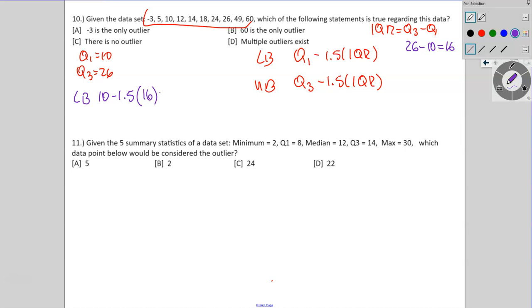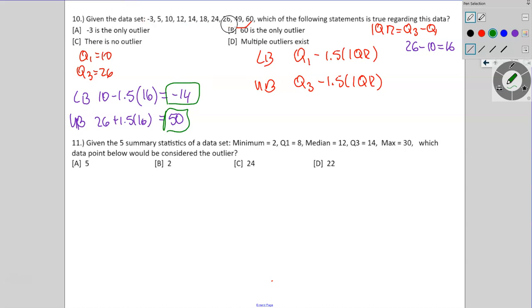Now, if you multiply this out, that's going to give you -14. For my upper bound, I have 26 plus 1.5 times 16. If you put it in the calculator, you should get 50. Now, how do I read this? I have a lower range and an upper range here.